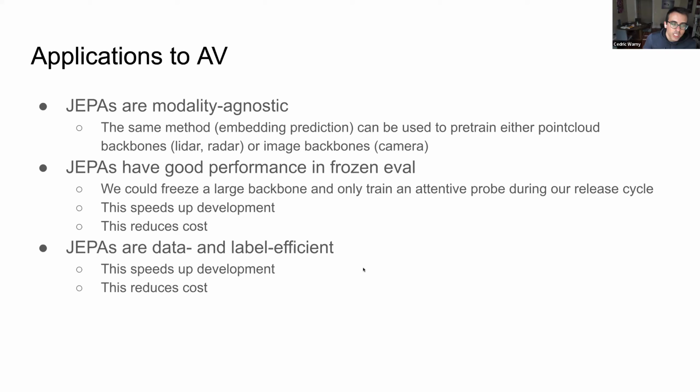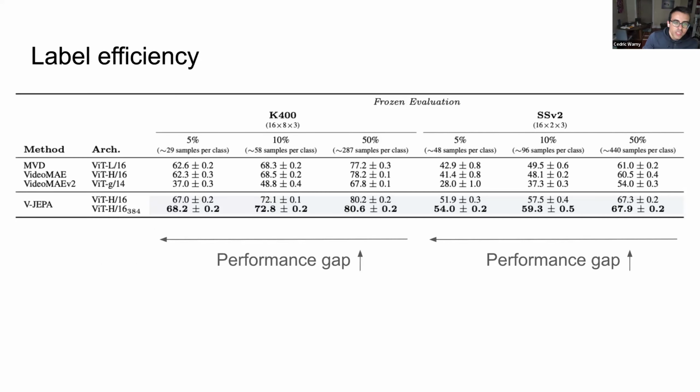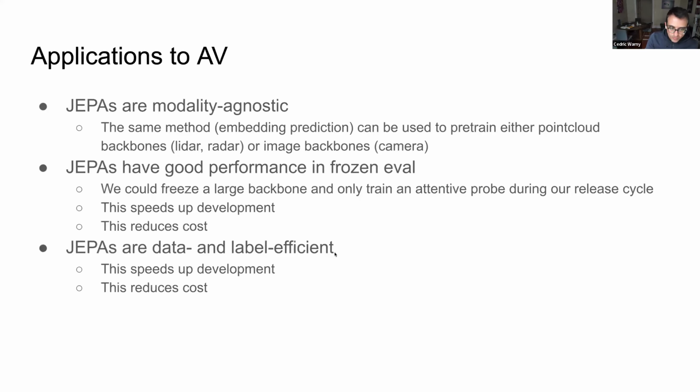The third takeaway is that JEPAs are data and label efficient. So that's the point I was just making here. So you can fine tune your backbone with a relatively small amount of data and still get really good performance. So yeah, speeds up development and reduces cost. So I think all these takeaways are things we could take advantage of. And so yeah, food for thought.